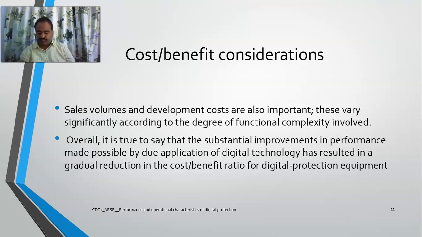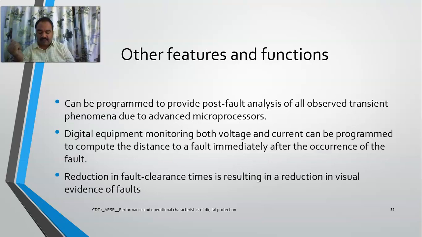So overall what I can say is, when compared to the electromechanical relays, the cost may be higher, but the cost per benefit ratio is low when compared to the electromechanical relays. And lastly, the other features. As already mentioned, relays can be programmed to provide post-fault analysis. So whatever the transient conditions which you observe after the faults, relays can be programmed to provide analysis. So multiple data can be stored and processed for future purposes also. That is the biggest advantage of your numerical relays or digital relays.